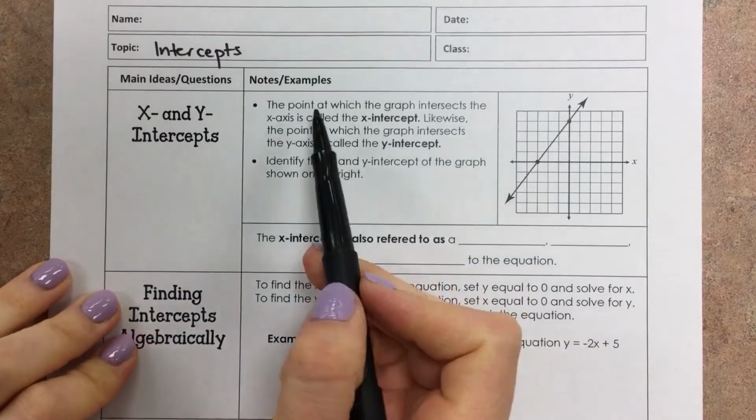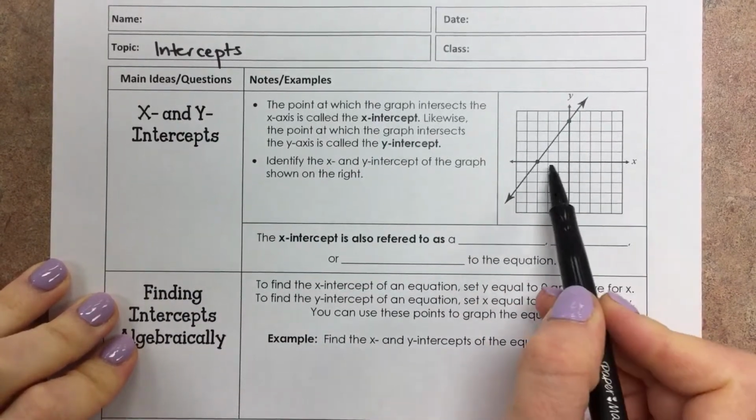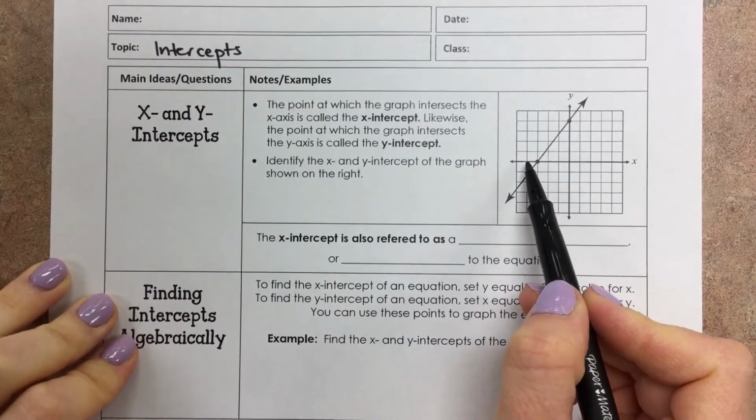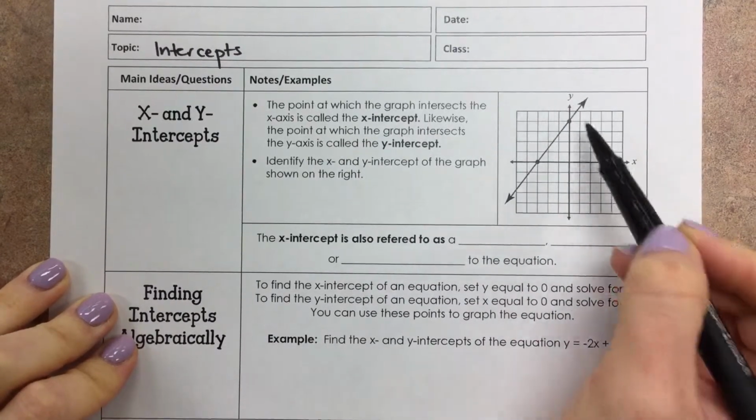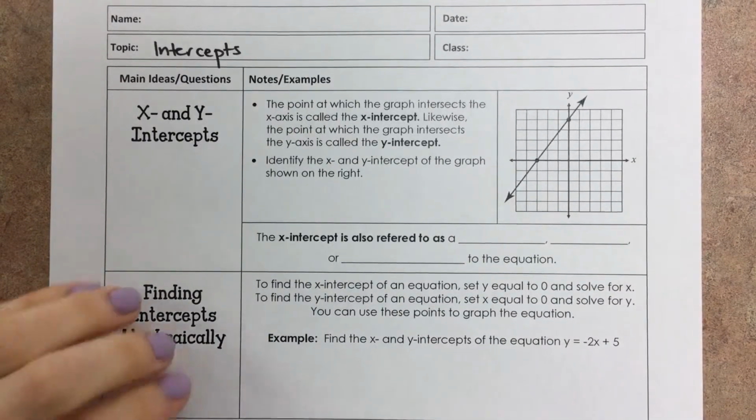So some definitions. The point at which the graph intersects the x-axis, that's this line right here, is known as the x-intercept. And then in the last lesson, we already talked about the y-intercept. The point where you intersect the y-axis, this point right here, is called the y-intercept. So let's write down what those are.